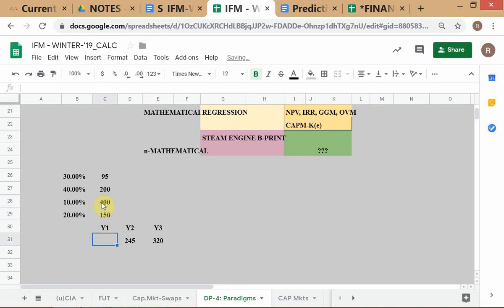Are you following what I'm doing? When I'm thinking about the first year's return, instead of directly coming up with a number, I'm splitting up my decision making process further. I'm not going to forecast it directly, but I am going to think probabilistically about the distribution of the first year's return. Is this clear? According to me, there's a 30% chance that the first year's return will be 95. There's a 40% chance that it will be 200. There's a 10% chance that it will be 400, and a 20% chance that it's 180.